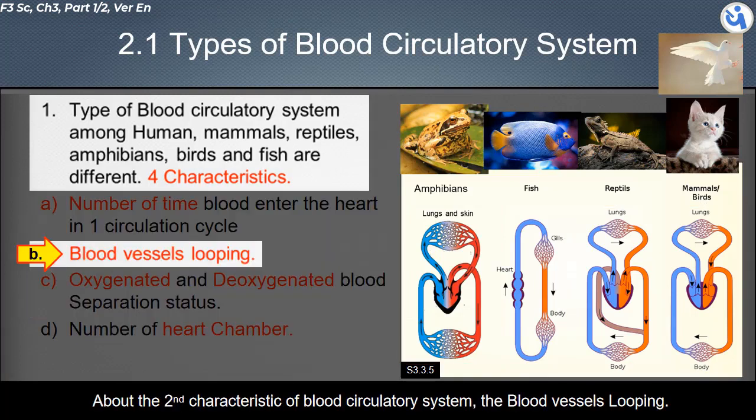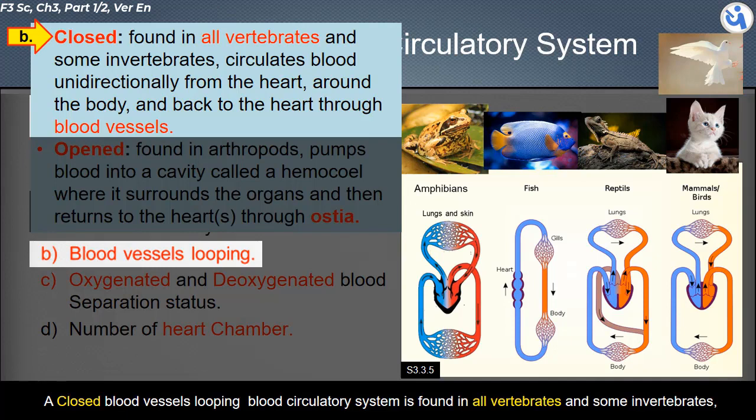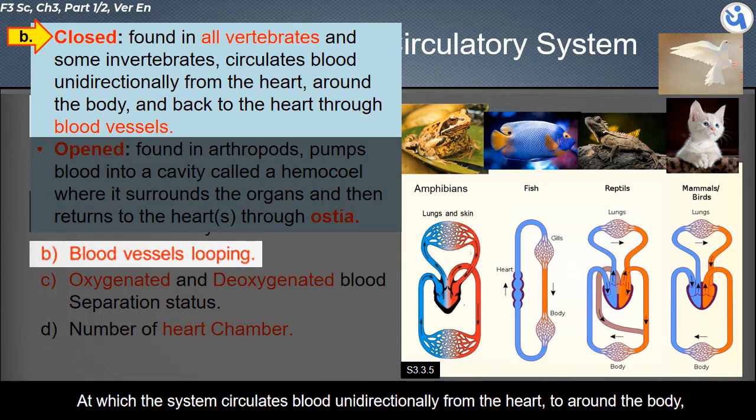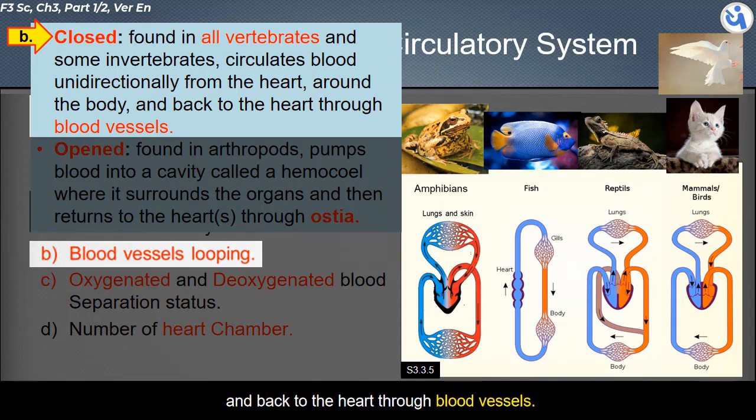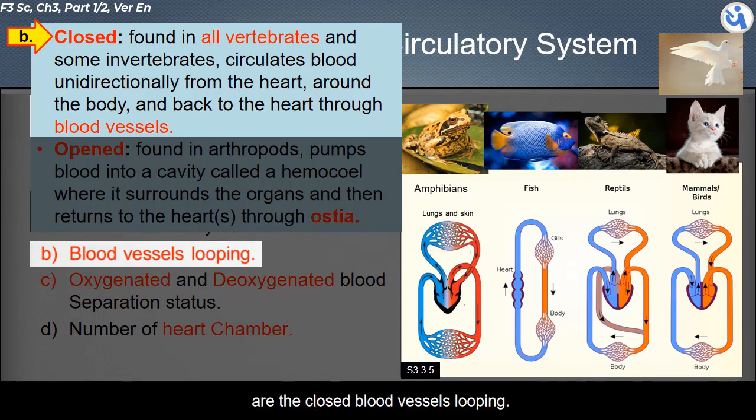About the second characteristic of blood circulatory system, the blood vessels looping. It is either a closed blood vessels looping or an opened blood vessels looping. A closed blood vessels looping blood circulatory system is found in all vertebrates and some invertebrates, at which the system circulates blood unidirectionally from the heart to around the body, and back to the heart through blood vessels. The blood circulatory systems in amphibians, fish, reptiles, mammals, and birds are closed blood vessels looping.